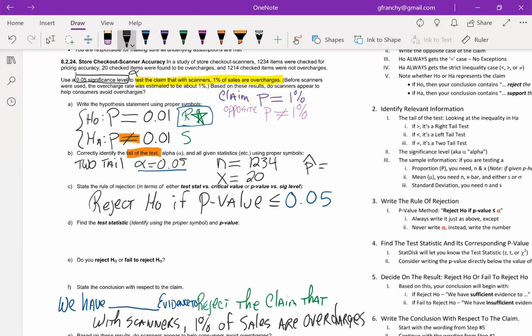So at this point, we've got everything that we need to go on over to Statdisk and enter this information. So I'm actually going to have to bring up Statdisk and switch over the screen.